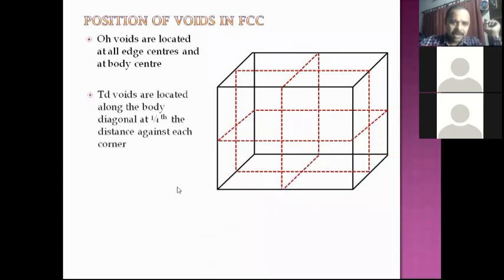Now, where is tetrahedral void? Tetrahedral voids are located along the body diagonal at 1/4 the distance against each corner. So when you take a body diagonal, what is body diagonal? Body diagonal is a line connecting two diagonally opposite corners. Okay, so you can look at the screen, follow the cursor.